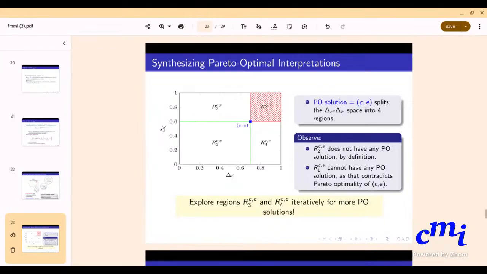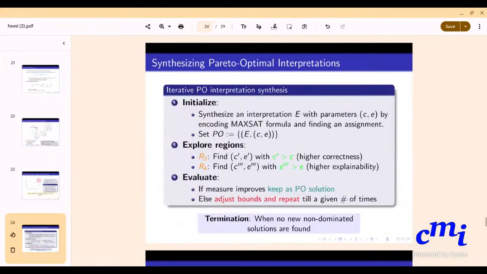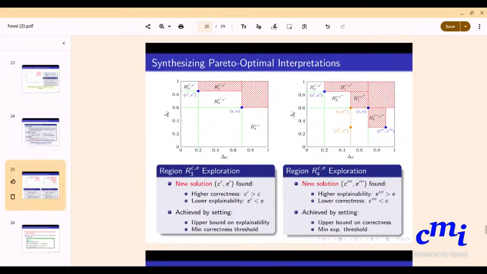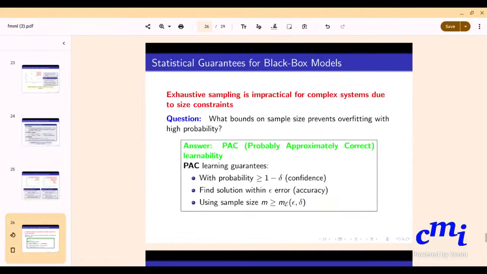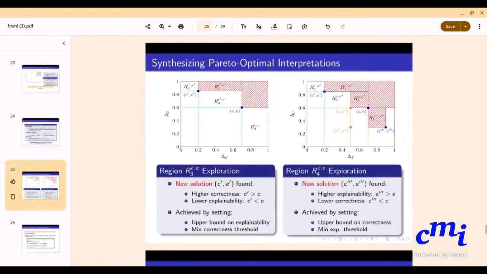Which you have already had in the outline. Now you're getting that, so that the audience will know where you are headed. Now, quickly go through the slides. So this is the idea: split over all the regions and show which regions I can go to and so on. And this is how I will end up having Pareto optimal interpretations.